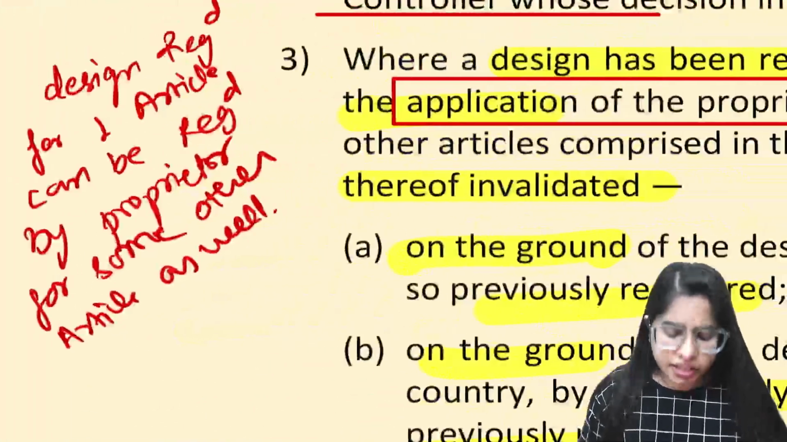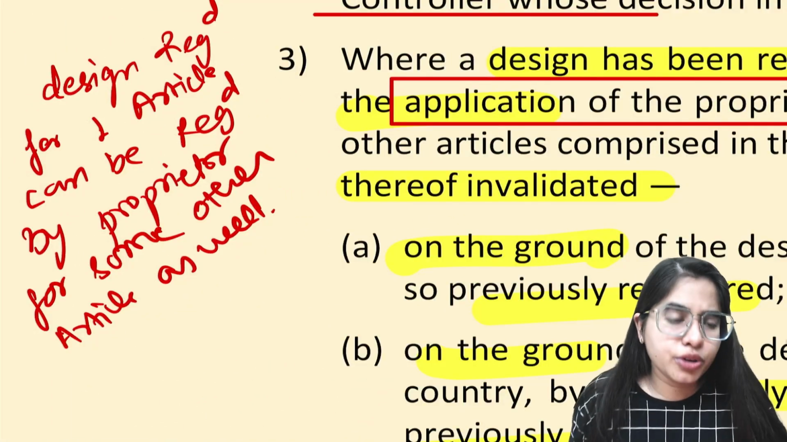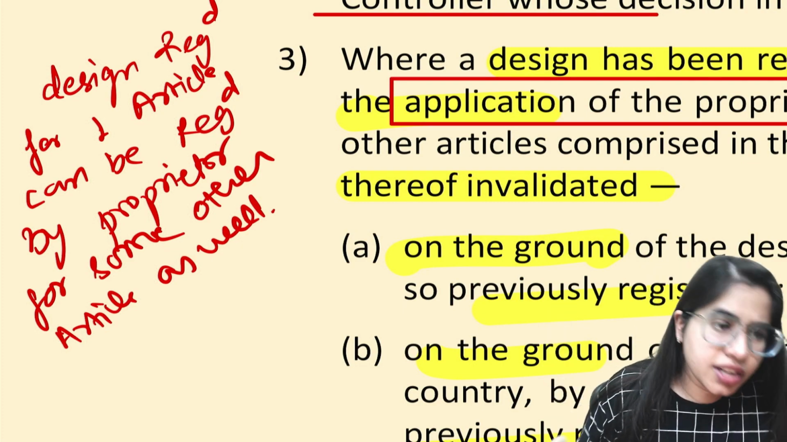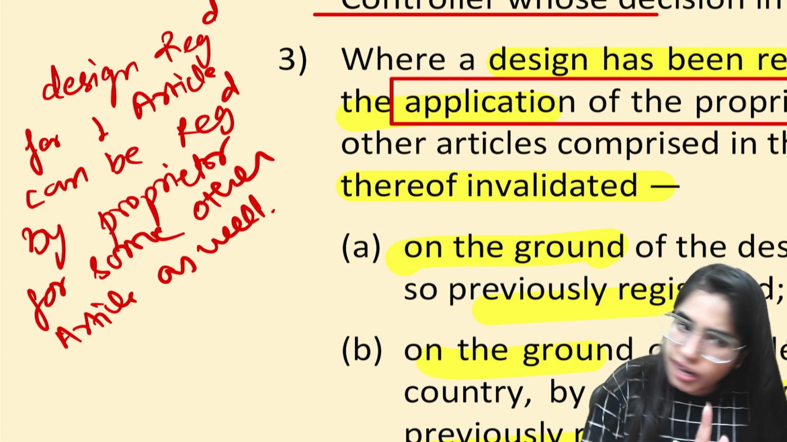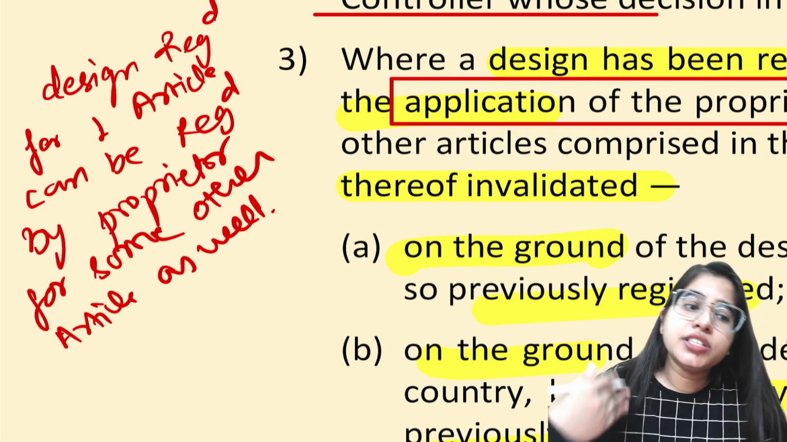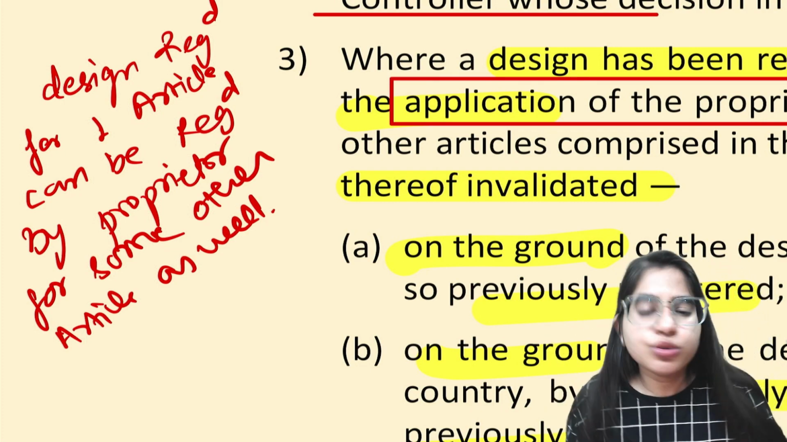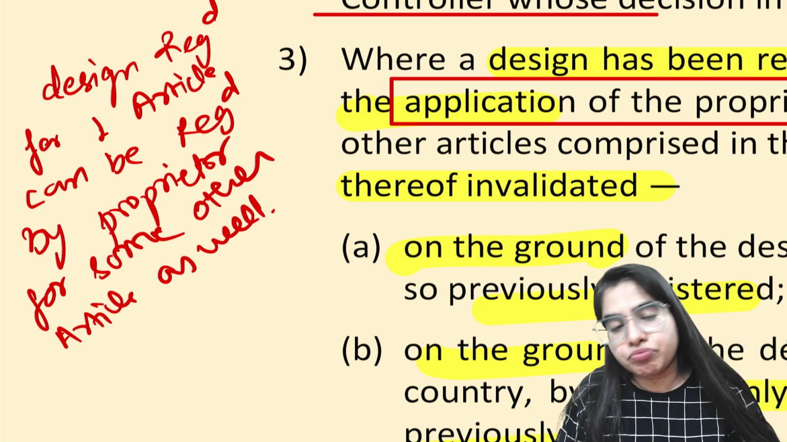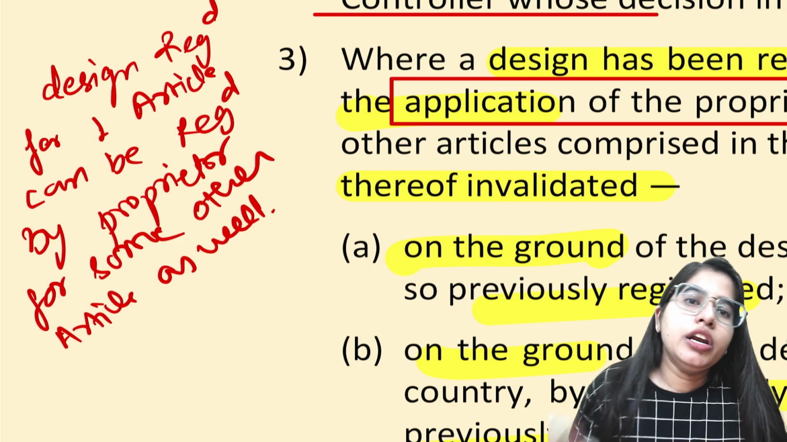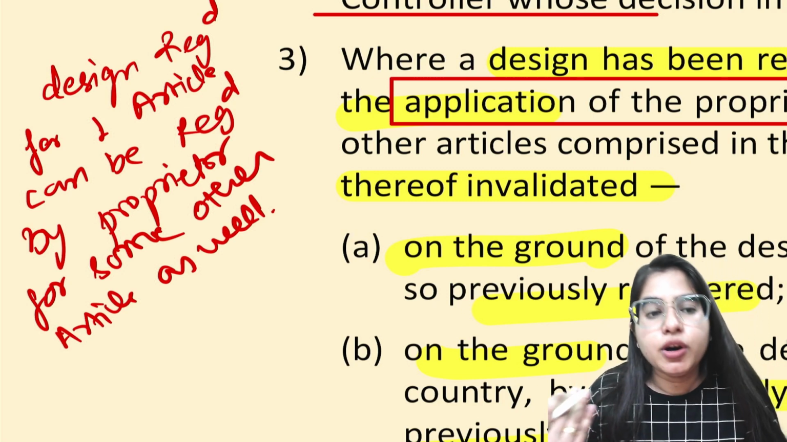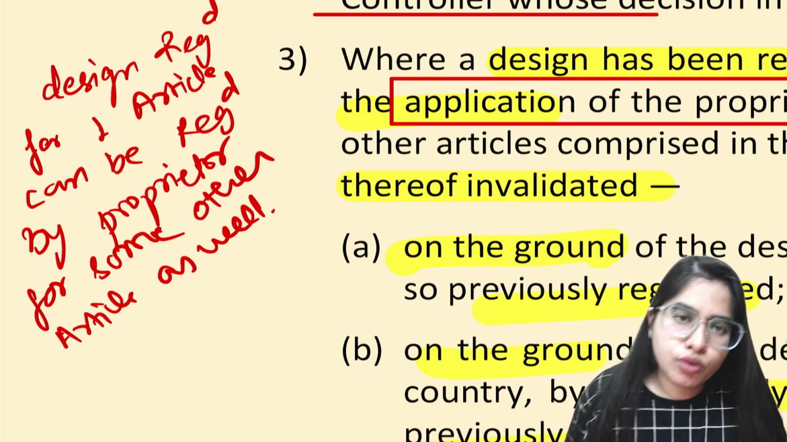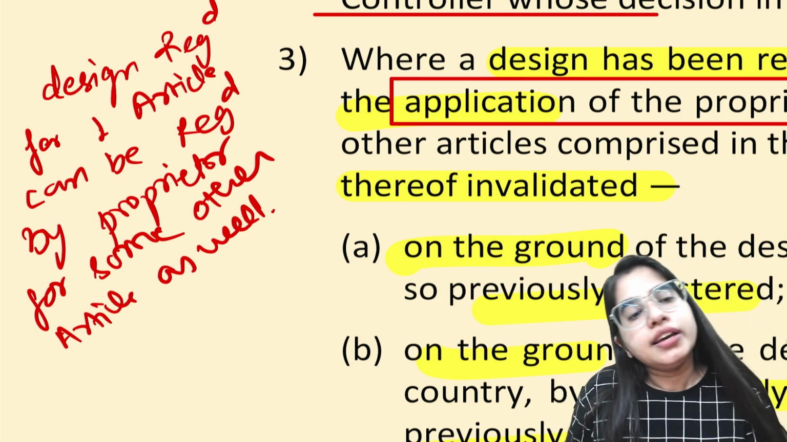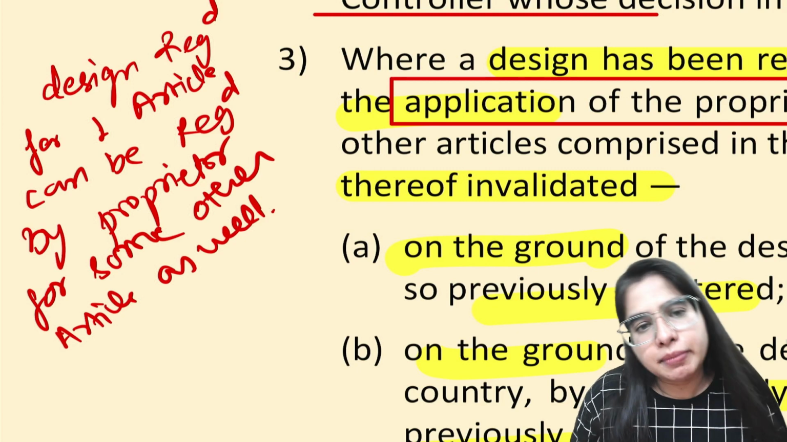I have written it in easy language, so you understand what it means. Here one point is given: if you have already registered your design in one article, and now you want to register that design in another article, can you do so? Yes. I registered a shape of the bottle for a soft drink bottle. Now I want to register that shape of the bottle for a water bottle also, or, let's say, for a body lotion bottle also. Can I do that? Yes, I can do that by making a further application.